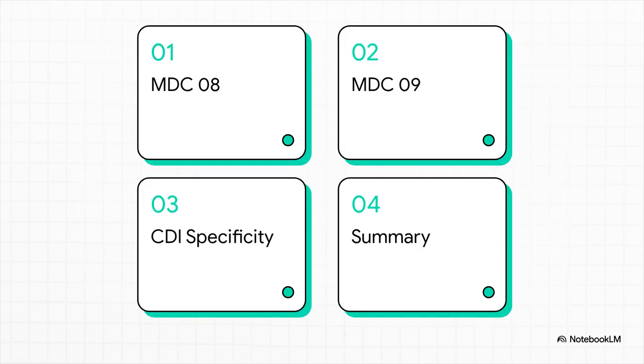Here is our roadmap for today's explainer. 1. MDC 08, the musculoskeletal system. 2. MDC 09, skin and breast. 3. CDI specificity. And 4. Our summary and next steps.